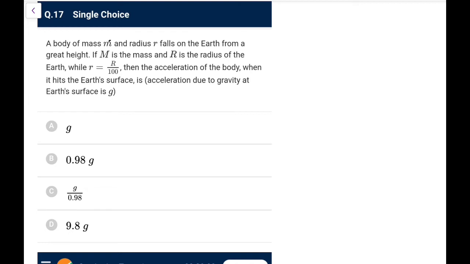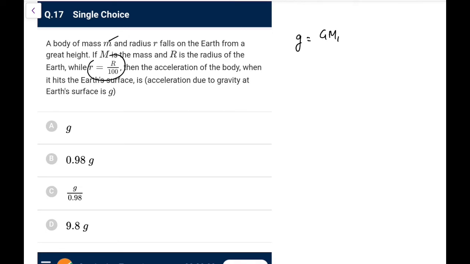Now, a body of mass m and radius r falls on the earth from a great height. If capital M is the mass and capital R is the radius of the earth, where small r is R/100, then the acceleration of the body when it hits the earth surface is going to be? So what happens when it hits the earth surface? The body is in free fall, so the acceleration would be g. And what would be the g for it?